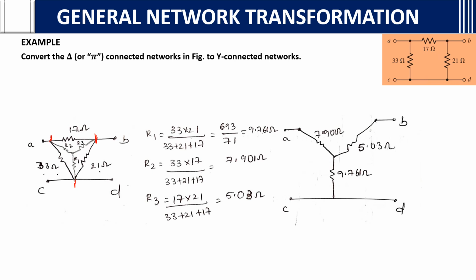We have written it already. See 33, 21 and 17. What we require are R1, R2, R3. It is not like the previous one, how I showed in the proof. In that way only you need to write. You can write this as R1, this as R2, this as R3, or you can write this as R1, this as R2, this as R3, or this one R1, R2, R3.